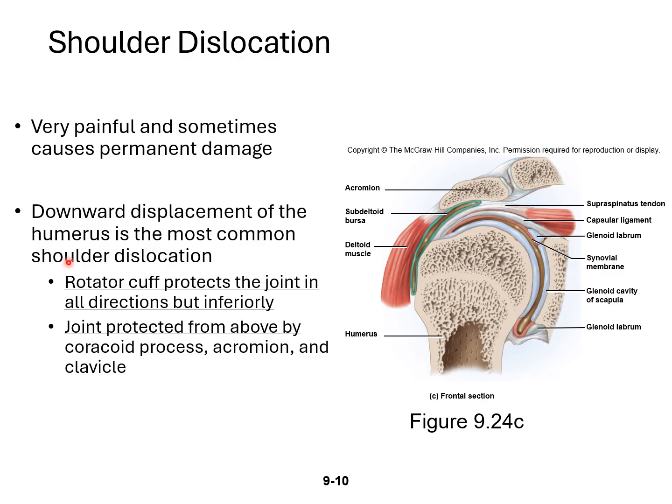So if you lift your arm out and pull out, or you lift your arm up in this location and then pull it up, there's nothing holding it back. The rotator cuff protects the joint in all directions but inferiorly, and the joint is protected from above by the coracoid process, acromion, and clavicle, but they don't have a lot of support to keep it in. So if you pull out, there's nothing holding it back in.